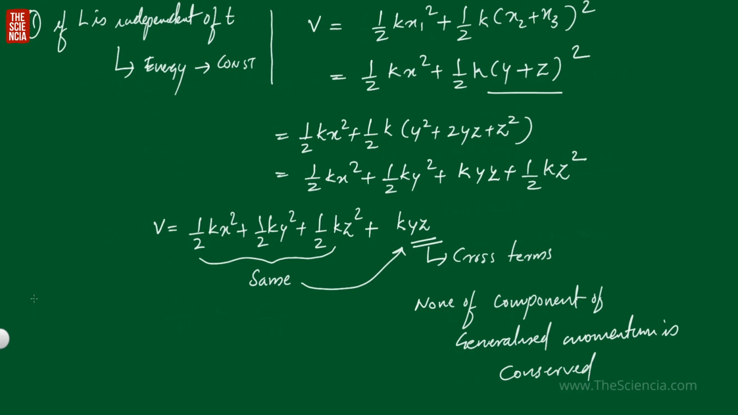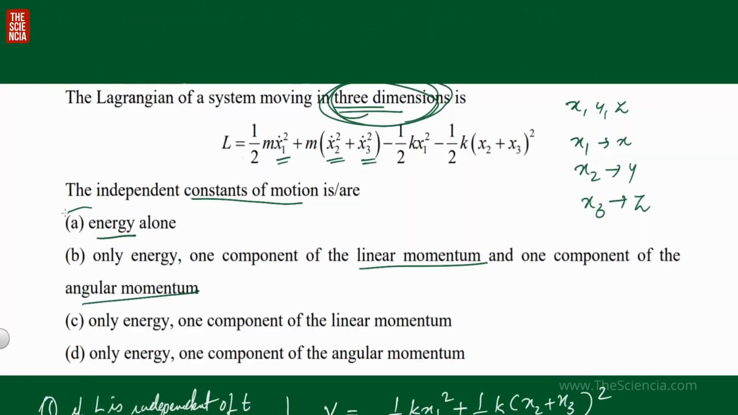In the coming classes, I will discuss how to convert Lagrangian to Hamiltonian and Poisson brackets. So you can solve this problem by using the proper method. This is a work for you. After some classes, please come back to this problem, solve it properly and check whether this trick is working or not. So for this question, option A is the correct answer. Only energy is conserved.